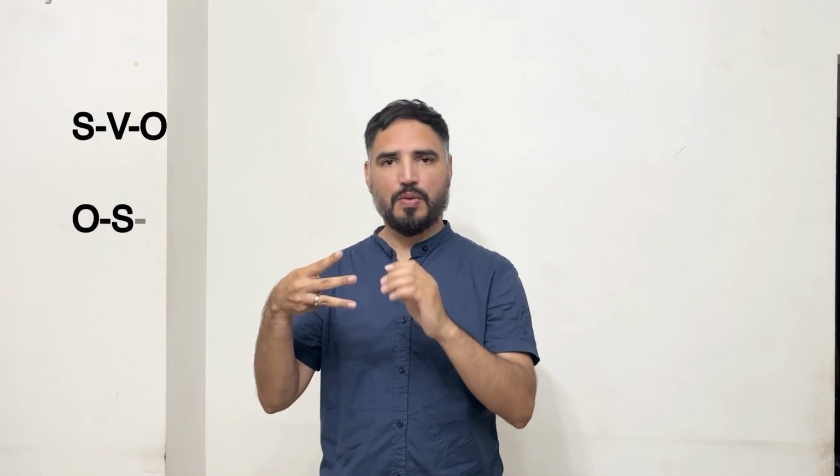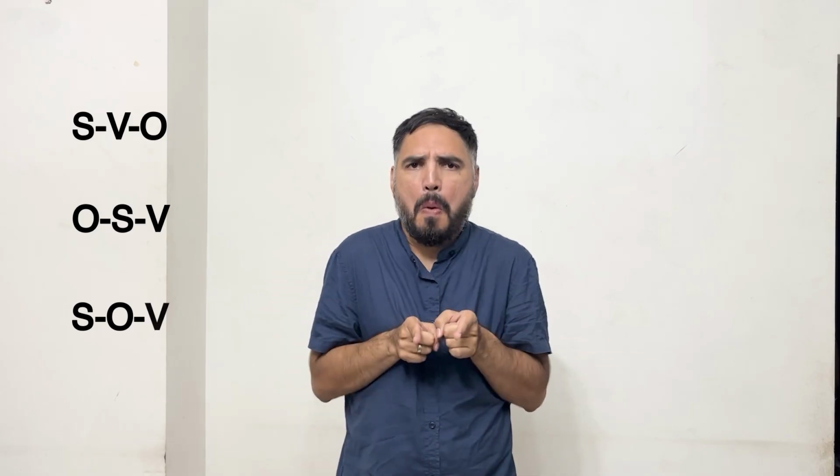So, you've understood that the three most common ways to structure sentences in sign language are subject, verb, object; object, subject, verb; and subject, object, verb. We can use any of these three without a problem. Of course, this mainly applies to short and simple sentences, but not always. Sometimes we come across longer and more complex ones.